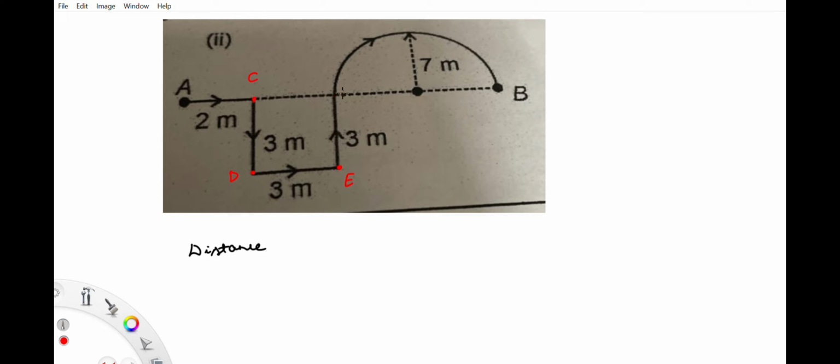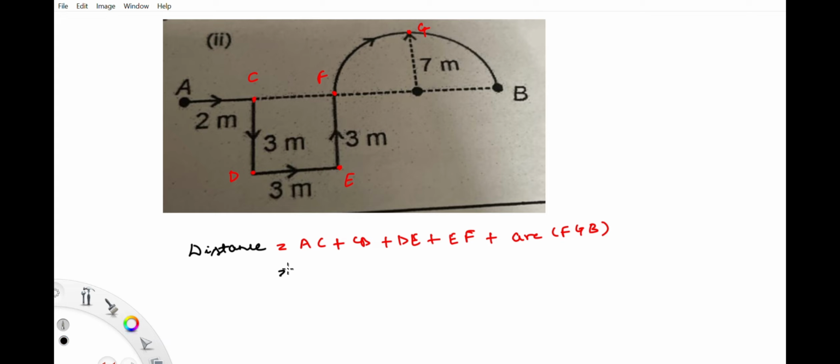D, E, F, G and B. So if I want to calculate the distance, I basically add up AC plus CD, because that's the total path length, plus DE plus EF, plus this semicircular arc. I can write this as arc FGB, and that's my total path length, or my distance.